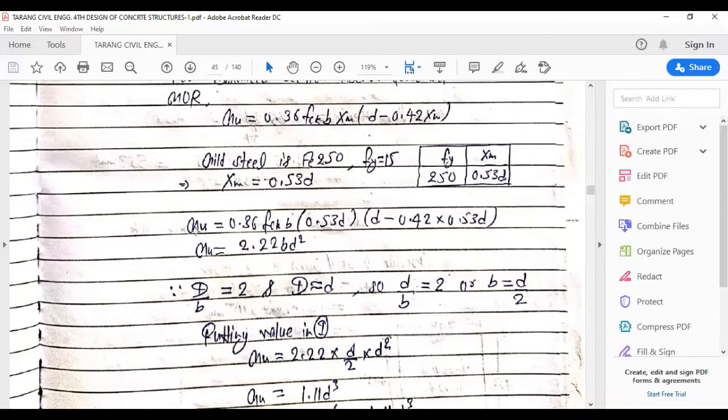Now finding the value of ultimate moment, and it is given by the formula 0.36 fck b into x. So where x is this much, so we'll substitute the value here, b x, which is 0.53 d, and this is Z, which is lever arm, and which comes out to be d minus 0.42 x, which is 0.53 d.